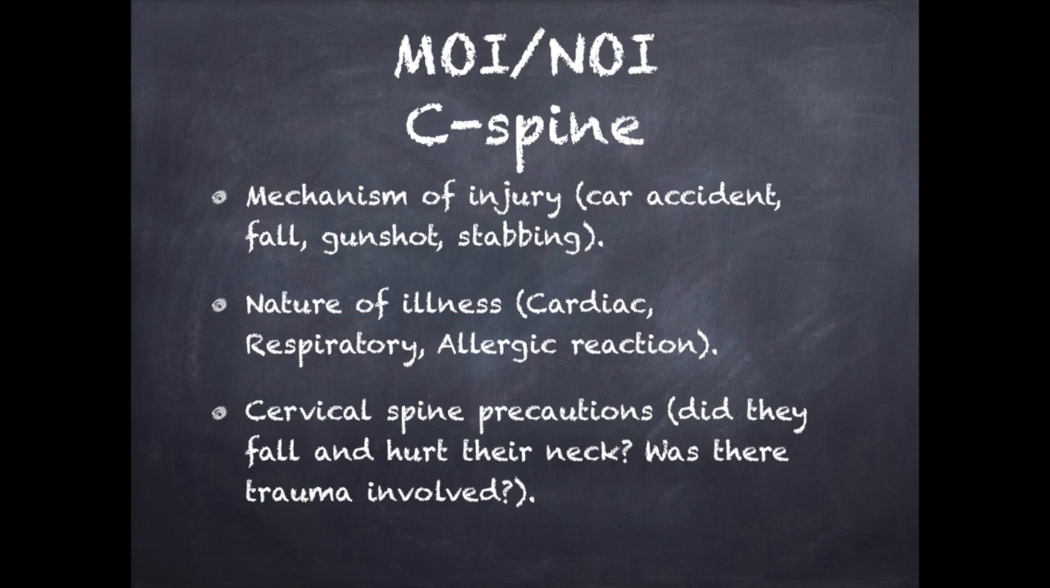MOI stands for Mechanism of Injury. This is going to be more along the lines of a trauma incident, as far as a car accident, a fall, gunshot, or stabbing. NOI stands for Nature of Illness. This is more of a medical incident, as far as cardiac, a respiratory incident, or allergic reaction.